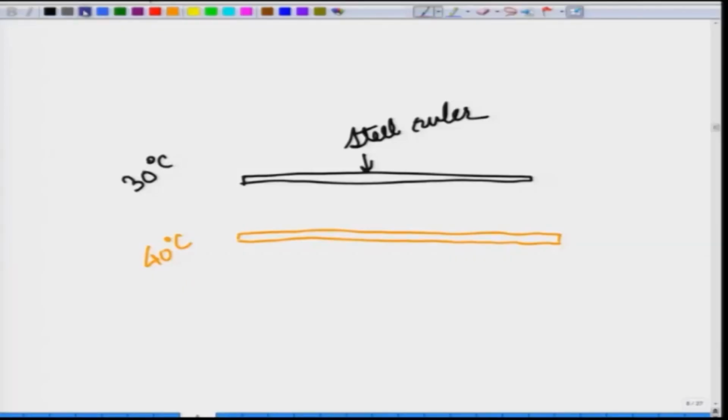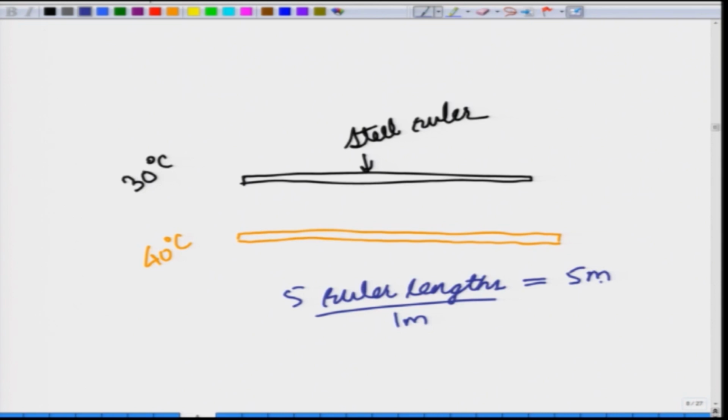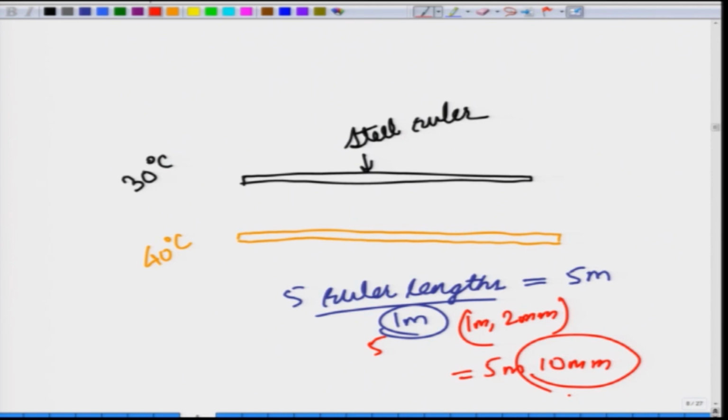So, when you are taking these 5 measurements, your measurements were 5 ruler lengths, and because one ruler length is 1 meter, you said that this is 5 meters. But actually your ruler length in place of 1 meter was 1 meter and 2 millimeters. So, if you multiply that by 5, you get 5 meters and 10 millimeters. In this case you are getting this error of 10 millimeters or 1 centimeter because of a natural variation, because your ruler is not kept at the same temperature.